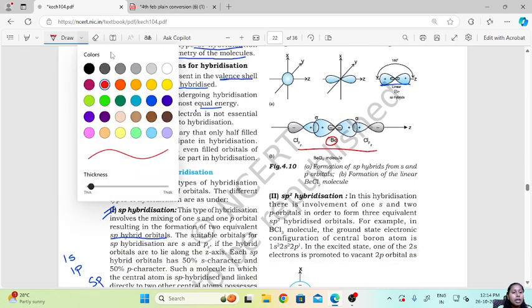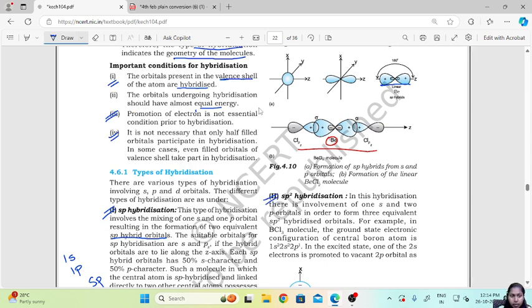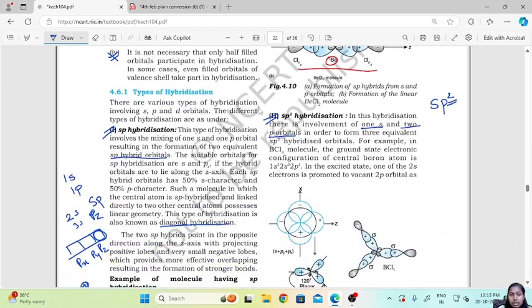Next one is your sp2 hybridization. In sp2 hybridization there is involvement of again one s and two p orbitals, because it is sp2, so there is involvement of two p orbitals. For example, in boron trichloride, here boron becomes your central atom and you have three chlorine atoms to complete the hybridization process.